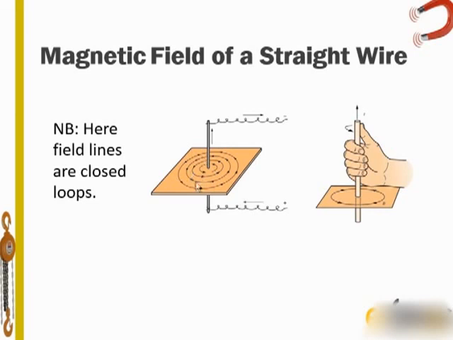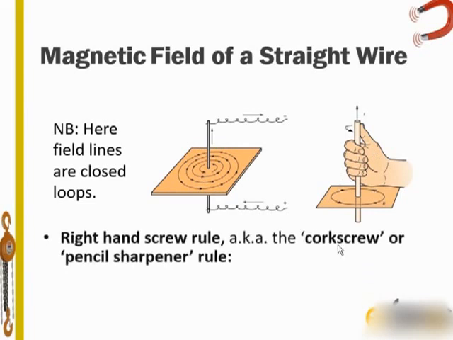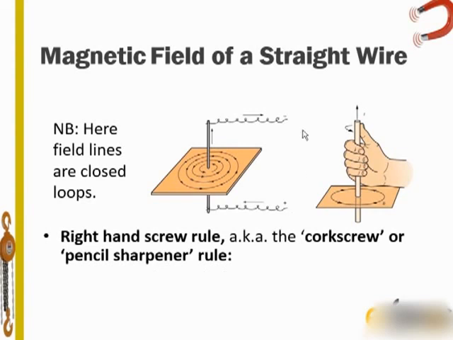And so here, this is just demonstrating the right-hand screw rule, as it's sometimes called. Sometimes it's called a corkscrew or the pencil sharpener rule, and that's just based on how people use a corkscrew or a pencil sharpener in order to sharpen the pencil, for example, or to open a bottle of wine. Okay, the motion that you would take if you used your right hand.